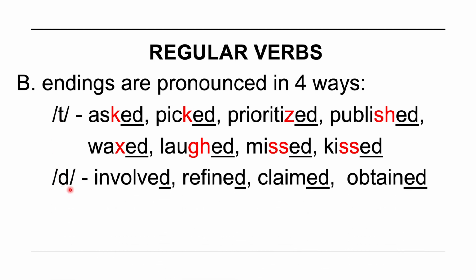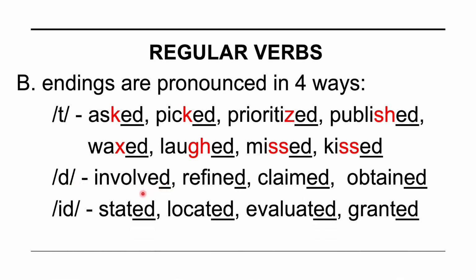Another is D, as in the case of involved, involved, refine, refined, claim, claimed, obtain, obtained. So we have D. We do not say "involve-ed," "refine-ed," no. So it's only D ending, okay? Another is id, okay, short id. So stated, located, evaluated, granted. Okay, so from state, locate, evaluate, grant. So we have id, okay.